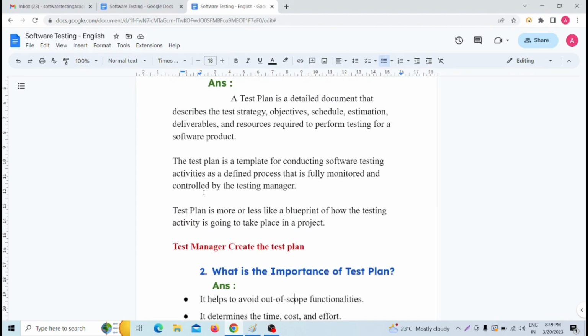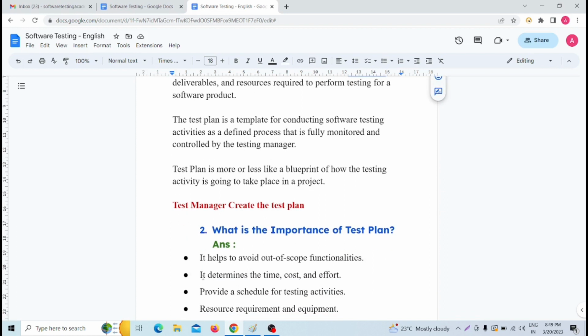Obviously, as I have already told you, what do you mean by test plan? In the test plan we are going to describe the test strategy, objective, schedule, estimation, deliverable, resource, everything. So that's why the test plan determines the time, cost, effort, everything.